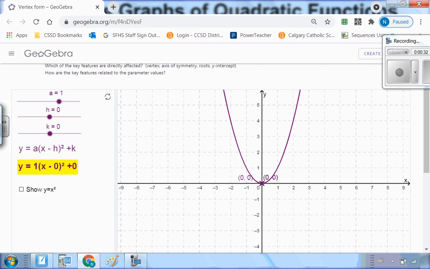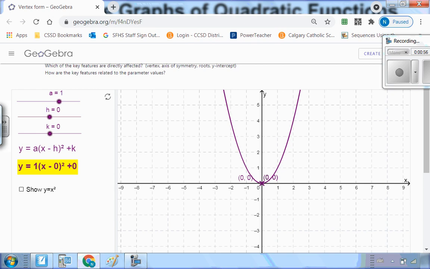Now you might be wondering why the parameters on the side say H and K instead of P and Q. The reason is in 30-1 we use H and K because those are the parameters for translations in general for every function. But because quadratics are so important, they have their own variables called P and Q, but the effects are still the same. So the K value is the same as the Q value on the outside.